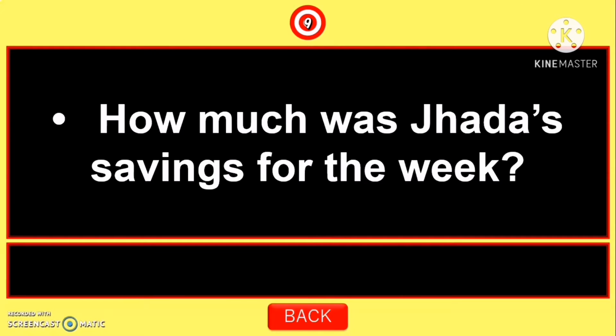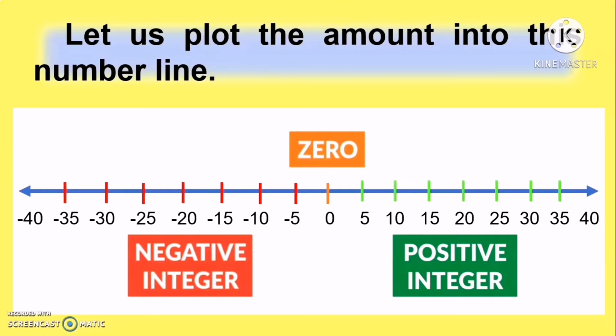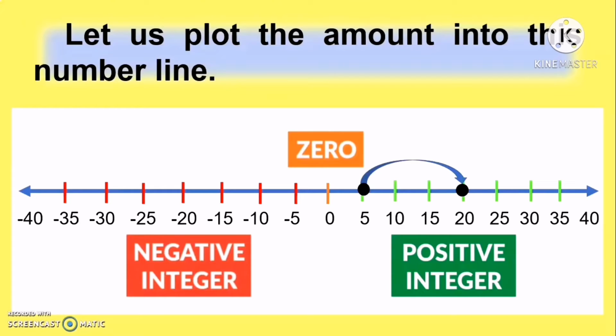Let us find out the answer using a number line. Using this number line, let us plot the amount she saved per day. Let us plot positive 5 as her savings on Monday. Since she saved 15 pesos on Tuesday, let us move 15 places from 5 going to the right direction. So, it will be moved to positive 20.